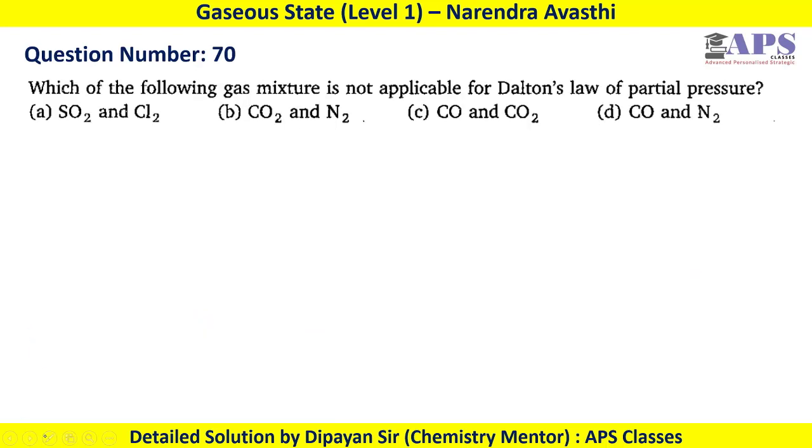In question number 70, which of the following gas mixtures is not applicable for Dalton's law of partial pressure? The answer is option A, because SO2 and Cl2 in normal conditions will form SO2Cl2 readily. Option B, option C, option D gases will not react at normal room temperature. That's why option A will be the correct option.